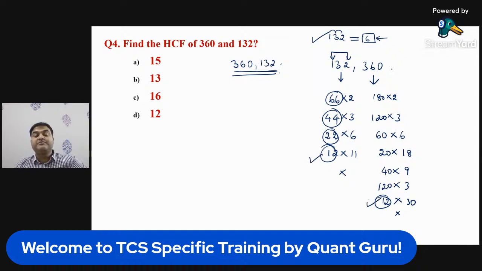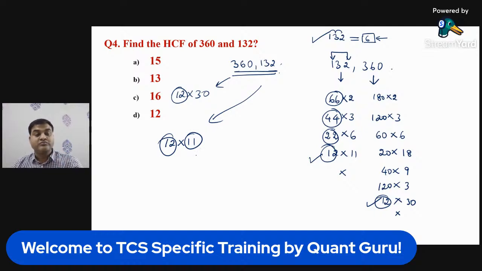12 will be it. Why? Because 12 into 11, and the other number, 11, is a prime number for 132. For 360, you will get 12 into 30. So that is the maximum, right? 12 is the HCF of this, because that is the highest common factor we have got here. So 12 is the HCF of 360 and 132, right?